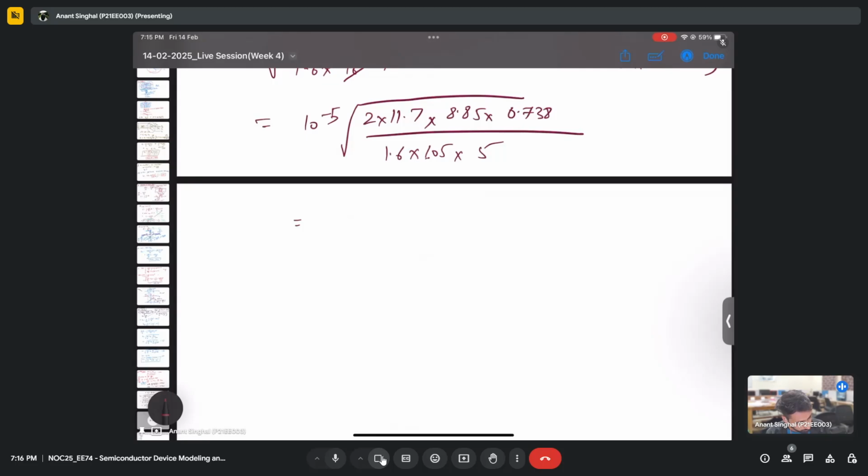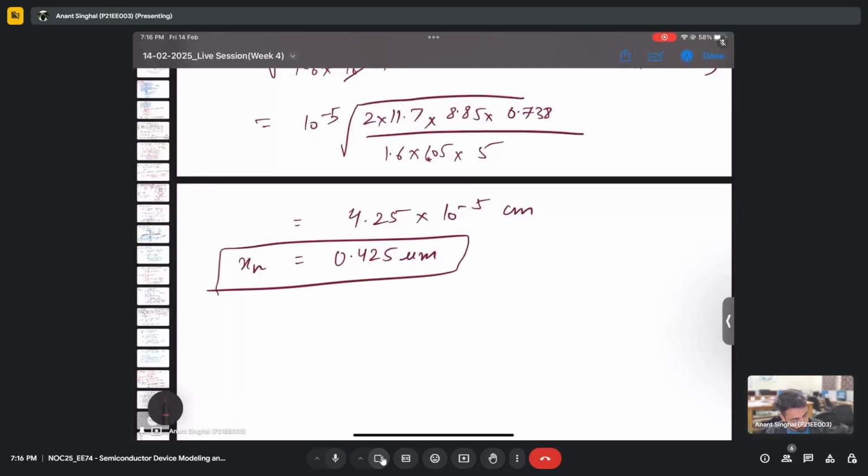Okay, so this bracket should come to 4 point something. Yeah, the order is correct. So I'm writing it, let's say 4.2 something is coming, 10 to the minus 5. So this is in centimeter. So what you can write is this is 0.425 micrometer. Similarly, you can calculate the XP also.